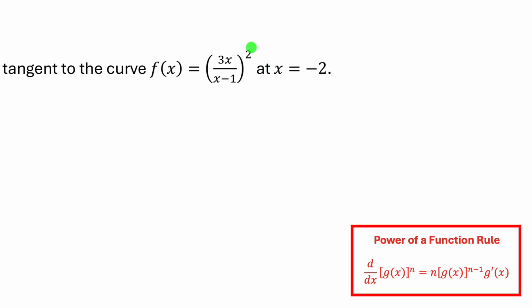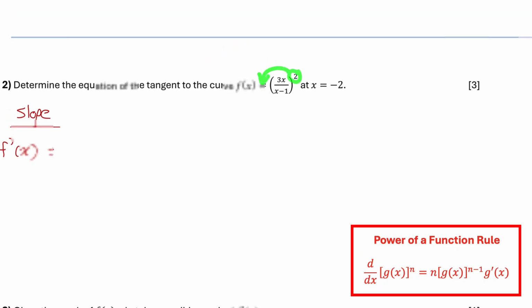Chain rule will tell me to take that exponent of 2, write it as the coefficient of the power, so I'll start by doing that. I then have to reduce the exponent of the power by 1, so 2 minus 1 is 1. The exponent on this becomes 1. And then I have to multiply this by the derivative of the inside function, so multiply it by the derivative of the base of the power.